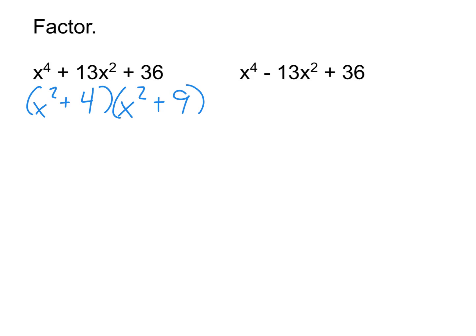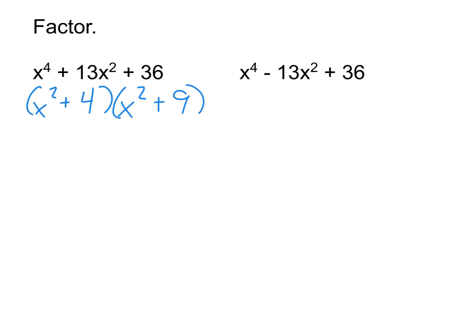Now we look at each of those to see, can they factor further? So the x squared plus 4, remember it needs to be x squared minus a perfect square. Well, this one's plus. It's plus a perfect square, but it's not minus, therefore it cannot work. The x squared plus 9, I look at that as well. Again, that one's plus, so it cannot factor any further. And so that one now is fully factored. It's done.